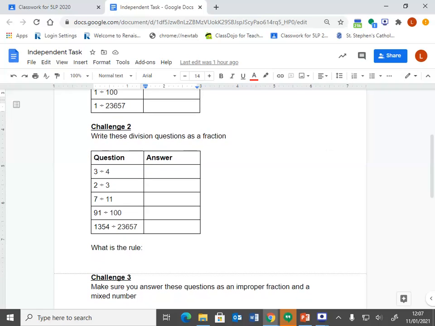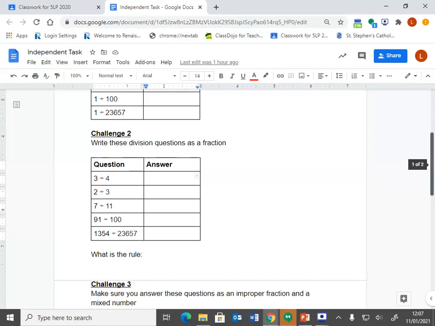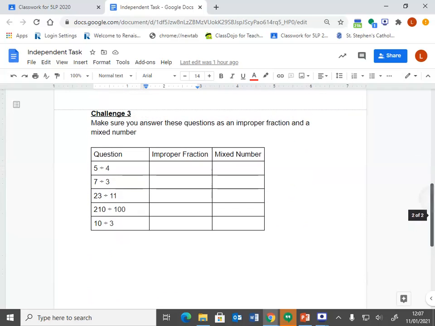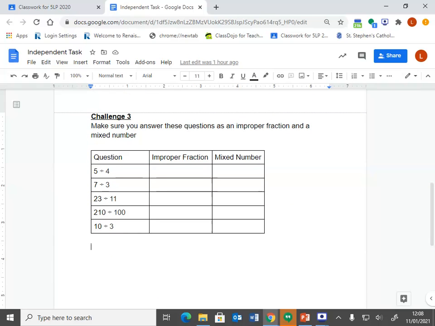Now, the second challenge, again, if you have watched the video, this will be very easy for you. You are doing these division questions as fractions. The last set of answers are the only ones that might cause you a bit of a challenge, but even these are not overly complicated. Firstly, you are going to write the answer as an improper fraction.